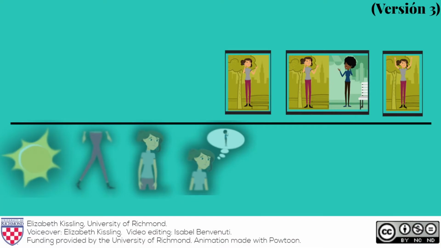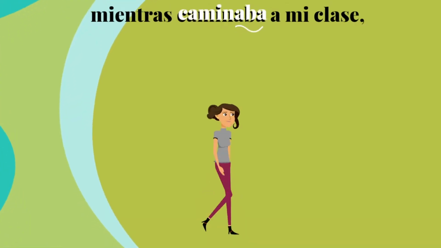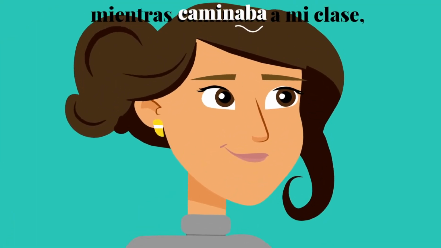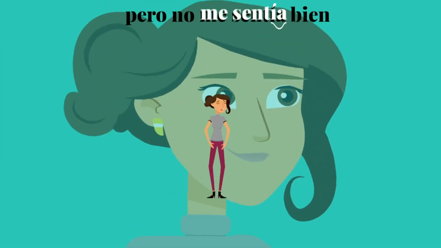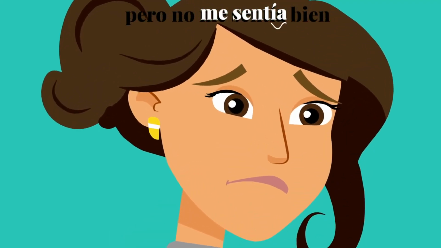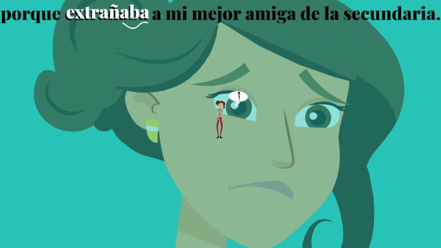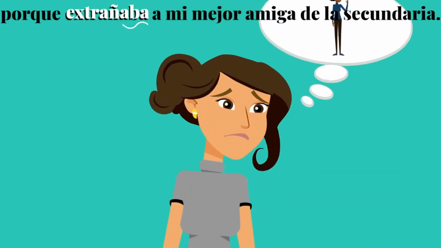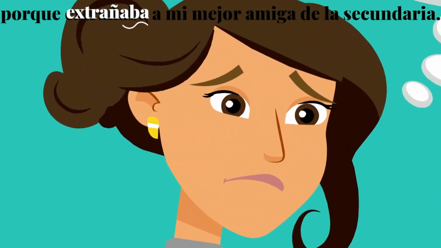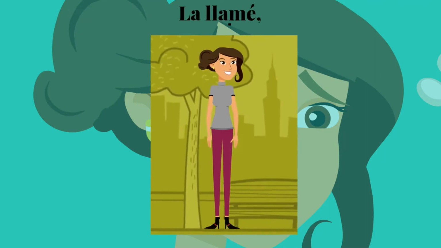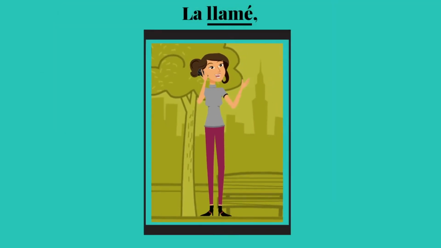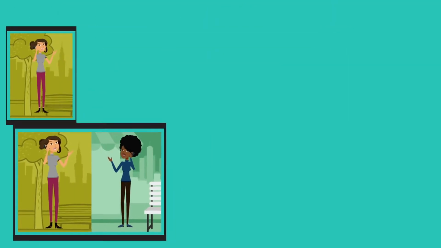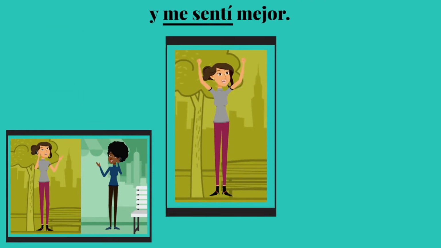Now we're going to look at yet another version of how to tell the same basic sequence of events. Ayer hacía sol. Yesterday it was sunny. Mientras caminaba a mi clase. As I walked to my class, or was walking to class. Pero no me sentía bien. But I didn't feel great, or was not feeling great. Porque extrañaba a mi mejor amiga de la secundaria. Because I missed, or was missing, my best friend from high school. La llamé. I called her. Hablamos, we talked, y me sentí mejor, and I felt better.